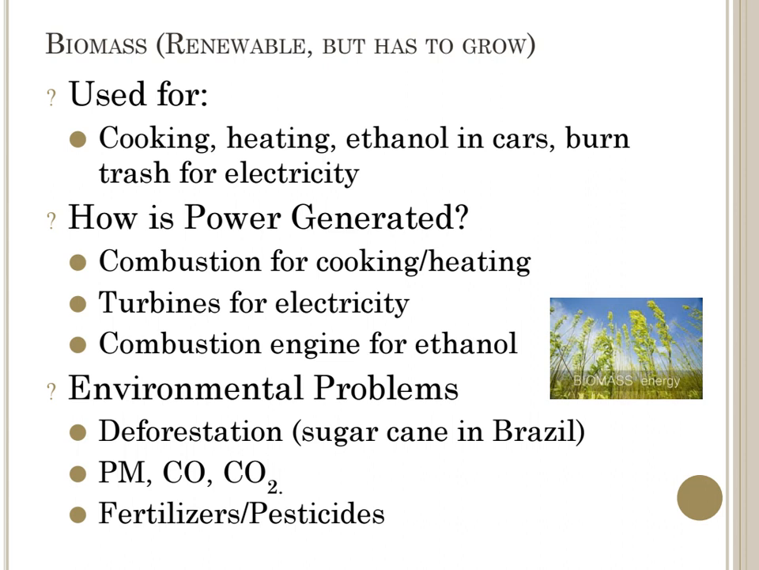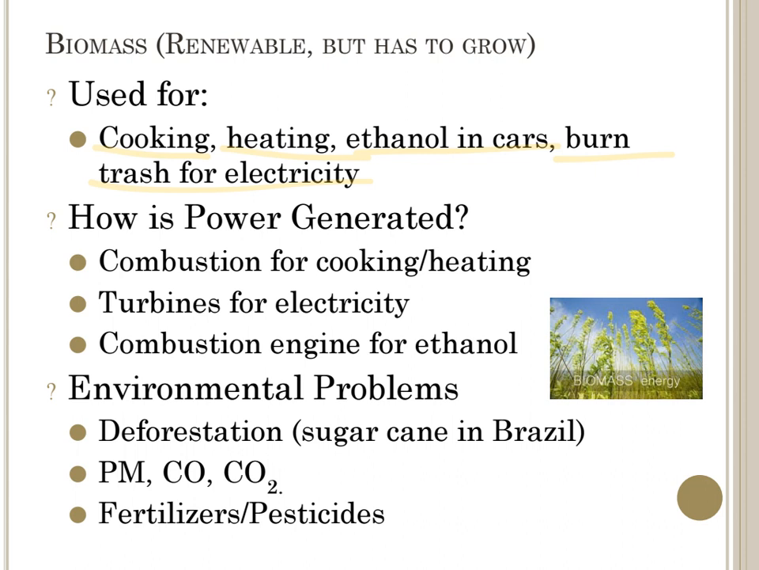So how do we use it? Well, you can cook with things. You can heat your home with wood. You can turn corn or sugarcane into ethanol for cars. In some places, they burn trash for electricity, and most of our trash is paper. So paper comes from trees, so it's biomass.